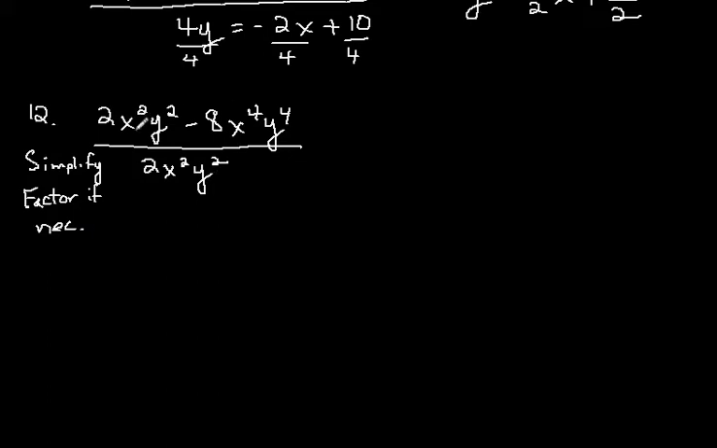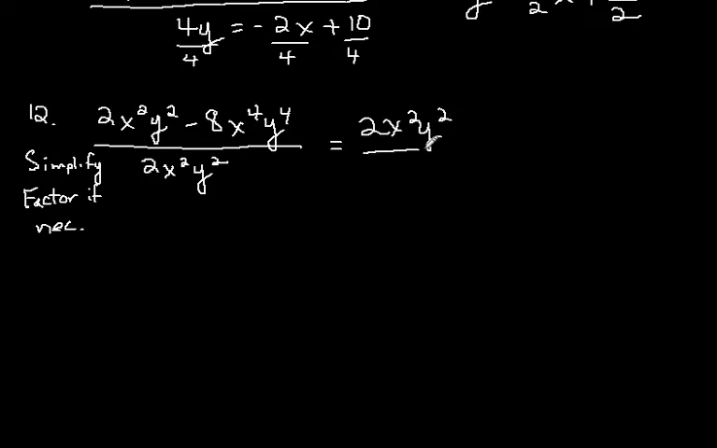So we're looking like what you did in problem 10. You're looking for what's common between these two terms. So you look, 2 goes into 2 and 8, so 2 comes out. There's an x squared in both of these, so that comes out. There's a y squared in both of those, so those come out. You're taking out what's common between these two terms.